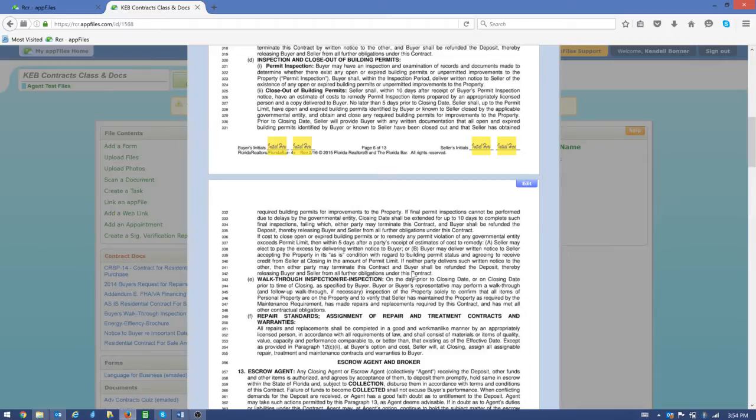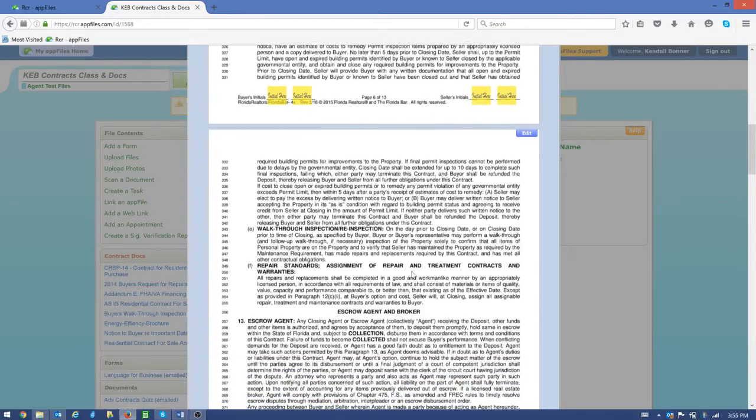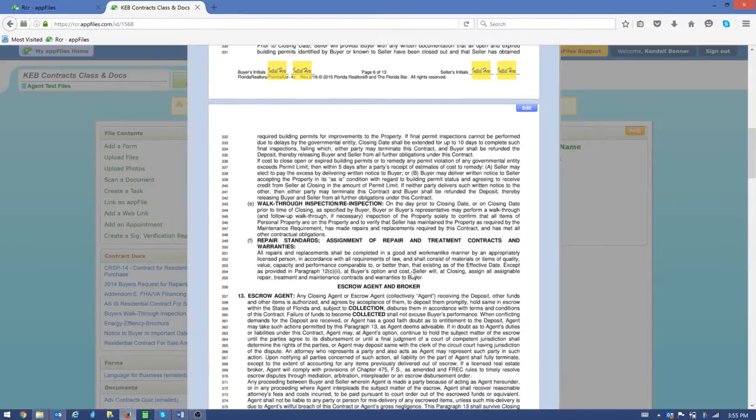And under this case, if either party terminates, buyer gets their EMD back and everybody's released and they get to all go home. Walkthrough inspections and reinspection. This paragraph and F, well, E should be the same as the as-is.